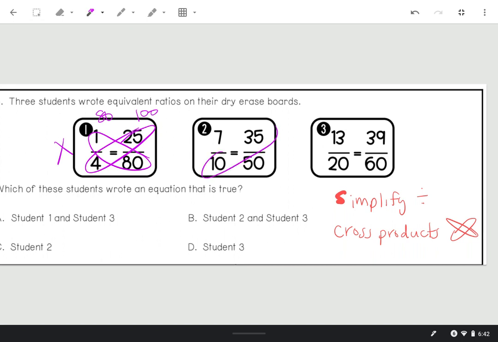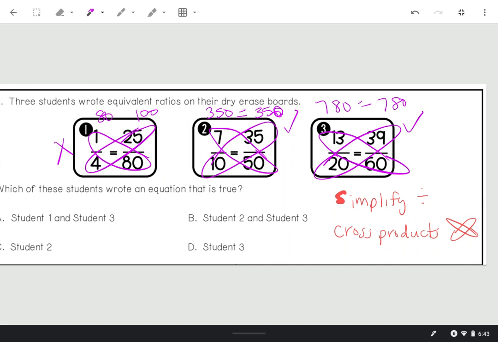Here, 350 times 10, and again, yes, you can use your calculators, but these are pretty easy numbers. 7 times 50 is 350, so this one is a proportion. And then finally, this one: 39 times 20, and I am using a calculator just to make sure I get everything right. 39 times 20 is 780. On this side, 13 times 60 is also 780. So this one is a proportion. So student 2 and student 3 are both correct.